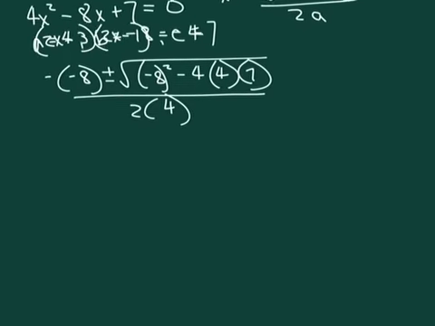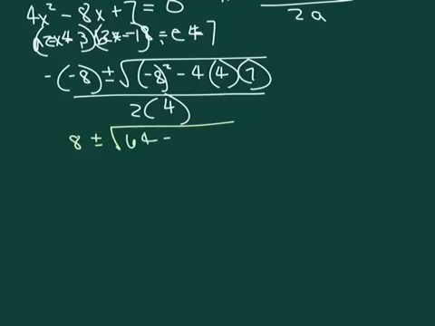So let's move everything else up. And what do we have? 8 plus or minus the square root of 64 minus 16 times 7, 112, over 8. And one of the things I want to remind you, this line here goes all the way across. A lot of people stop right here, and the 8 isn't in the fraction sign, but it is.